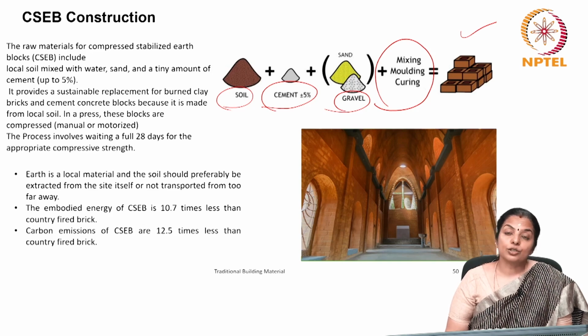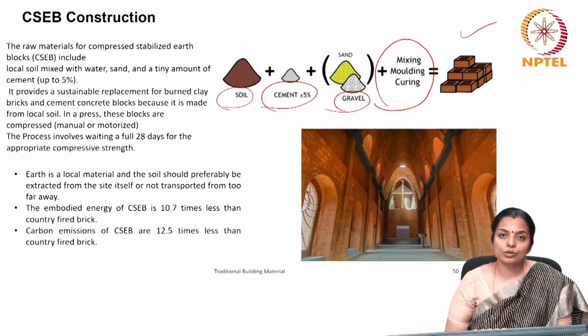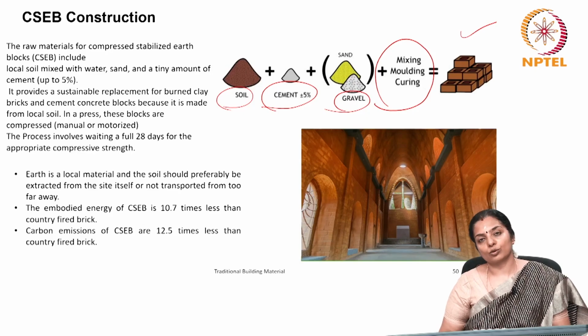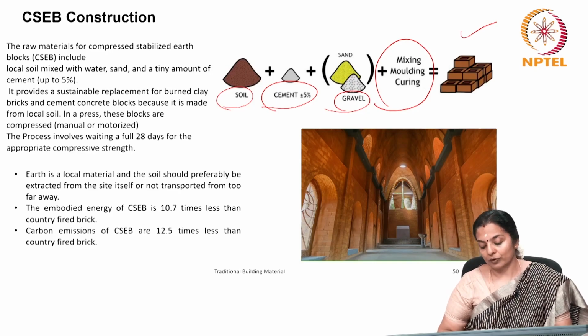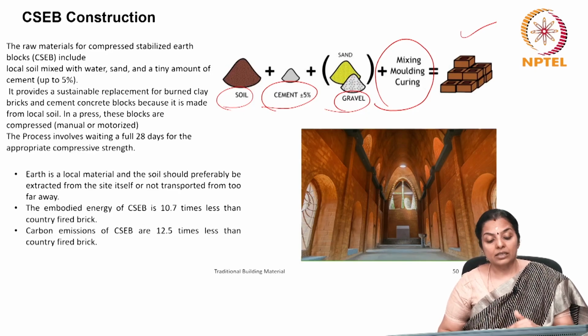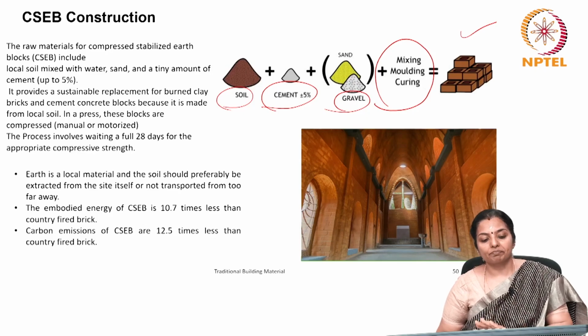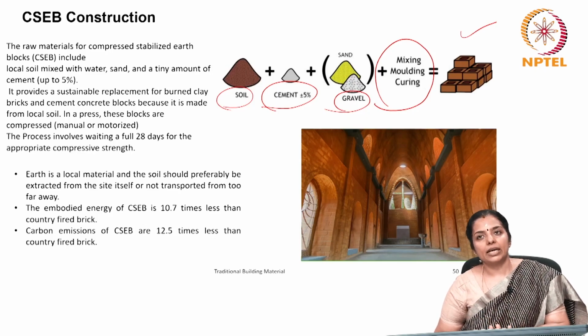The embodied energy of CSEB is about 11 times less than country fired brick. So that goes to say how energy efficient it is in terms of its embodied energy content. Carbon emissions of CSEB are 12.5 times less than country fired brick. So for the same material, fired and unfired, there is such a big difference. So it becomes a very environmentally friendly material.